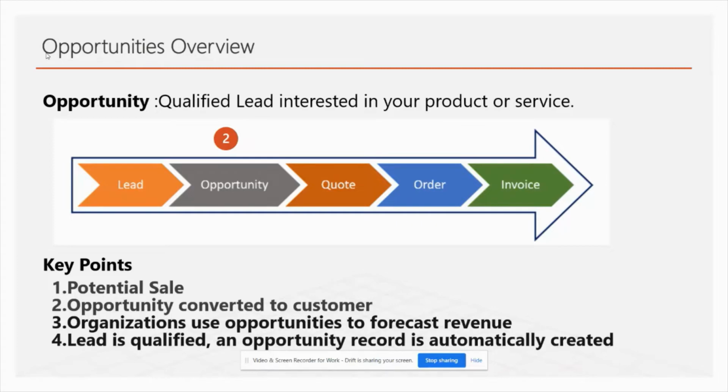So key points are, the opportunity means a potential sale, or it's a forecasting of the revenue. Opportunity converted to the customer. Organizations use the opportunity to forecast the revenue of the company, because this is the sales queue, right, which is converted into the revenue. When a lead is qualified, an opportunity record is automatically created.